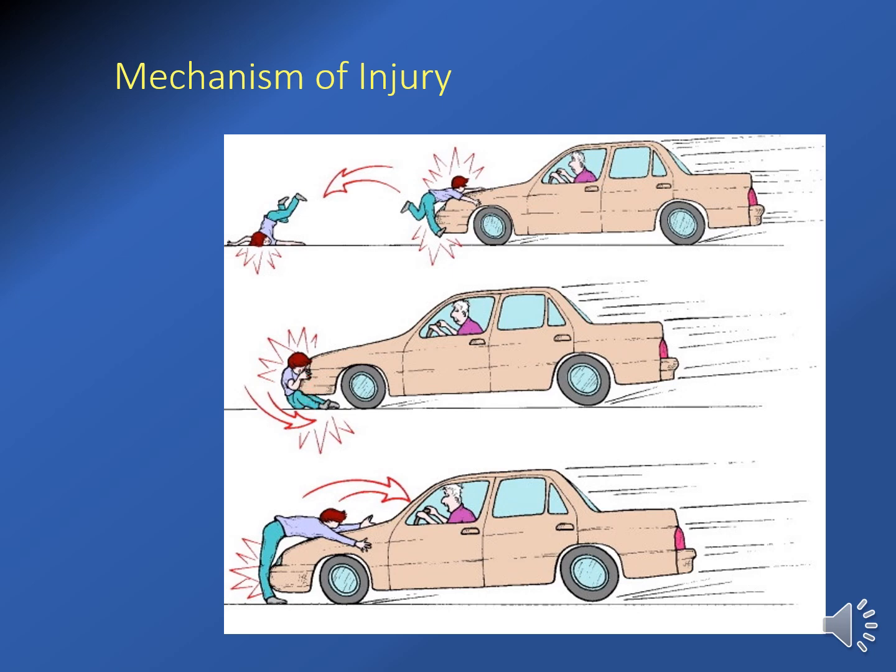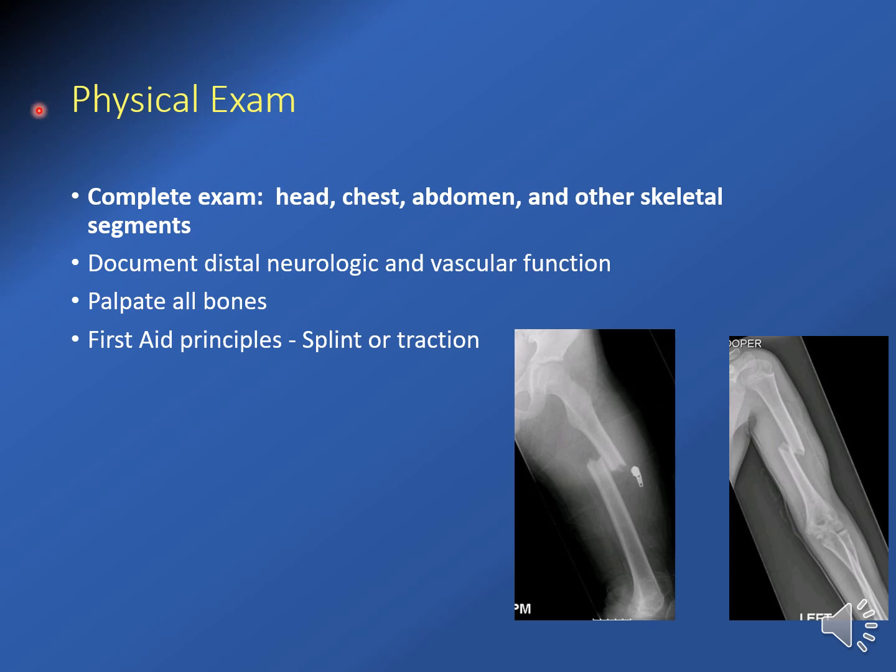So the physical exam for a patient with femur fracture: it is a high energy injury, so you have to do a complete exam. You have to examine the head, chest, and abdomen and other skeletal segments, meaning that you have to assess other extremities to make sure that there is no associated fracture. You have to palpate all bony parts because the femur fracture causes what we usually describe as a distracting injury, meaning that the pain from the femur fracture will distract the patient from other injuries that he may have.